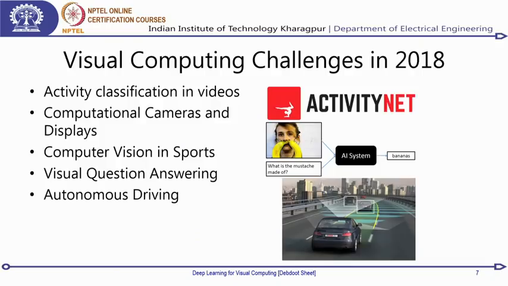So given all of that, as we enter into 2018 and this early part of it, one of the major challenges in visual computing is activity classification within videos. So what are the different actions being taken within videos? There are aspects of computational cameras and displays. There is computer vision in sports, and you might have been watching. As Indians, we are quite crazy about cricket. So you would be looking at cricket matches, or even now that recently we just finished the FIFA under 18 football tournament.